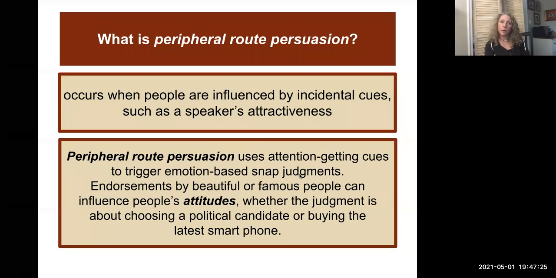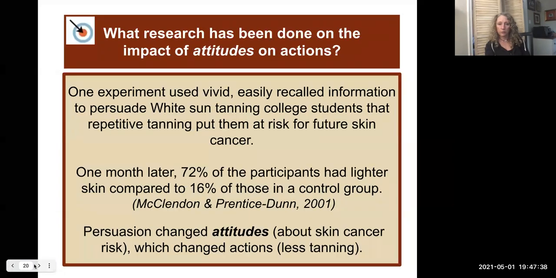So there are different types of persuasion. We're going to learn two today. The first one is called the peripheral route of persuasion. Actually, I'm going to go back here for one second. Yeah, so this is just talking generally.